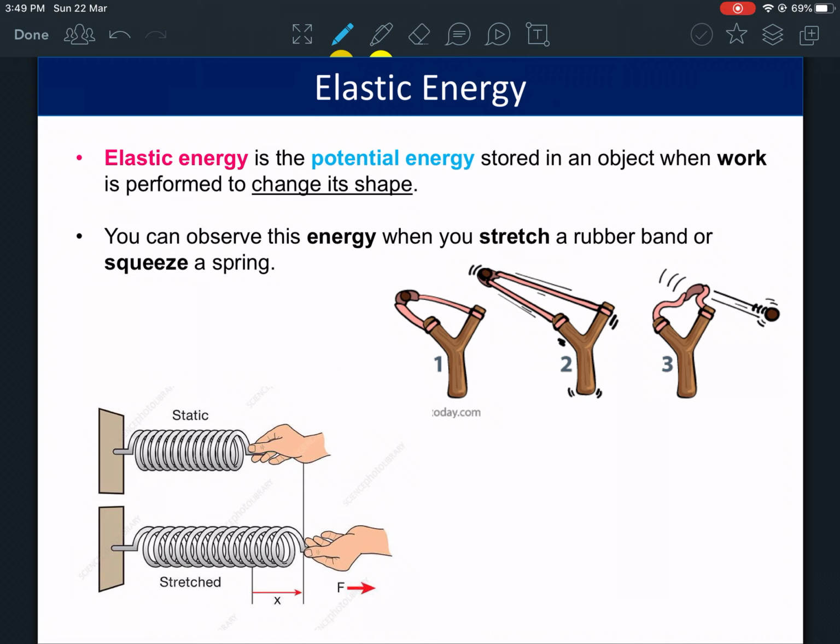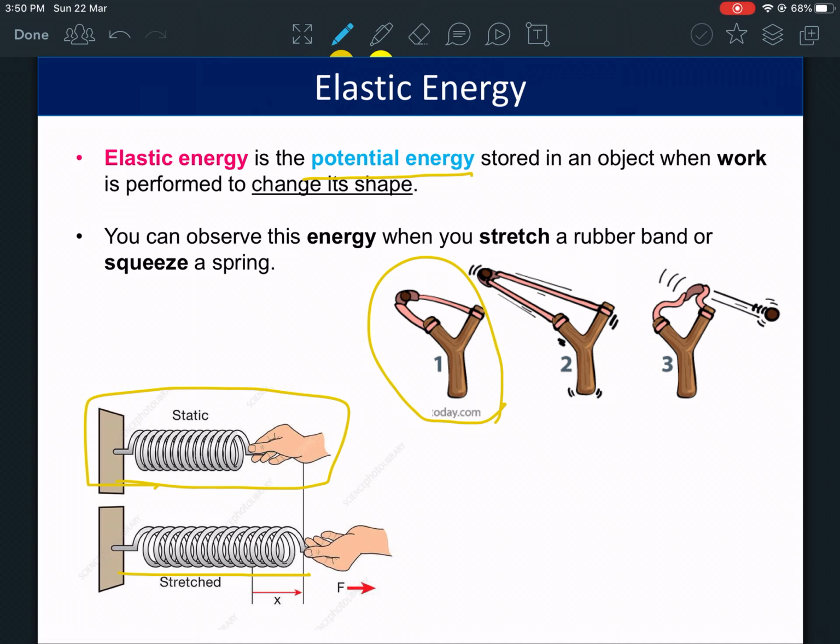This one is called elastic energy. You see, this is a spring, okay? It is kind of elastic. Now, when he stretched the spring, there's potential energy here, and it is elastic potential energy. When he stretched this right here, you got elastic potential energy as well. And this energy is able to push the rock outside. Okay, you can observe this energy when you stretch a rubber band or squeeze a spring. This is a spring. This is like a rubber band. Okay, so this is elastic energy.